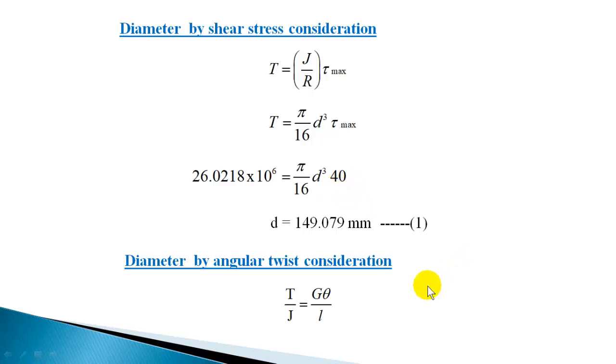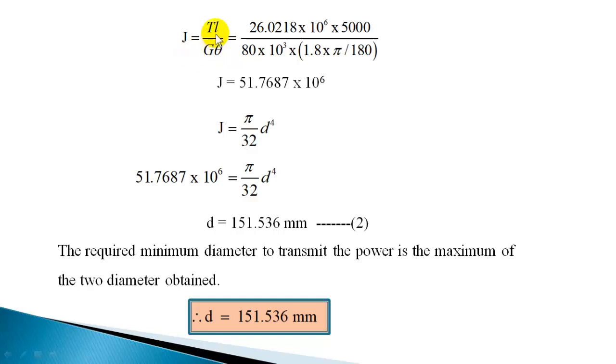We need to check the other constraint and decide about the diameter. The other constraint is angular twist consideration. Another part of the torsion equation is T/J = G theta/L. From this you can find J. J = TL/G theta = 26.0218 × 10^6, that is the maximum torque, times the length of 5 meter or 5000 mm, divided by G, which is 80 gigapascal or 80 × 10³ Newton per mm², and the angular twist is 1.8 degree in a shaft length of 5 meter.